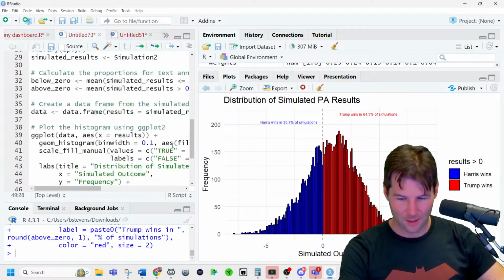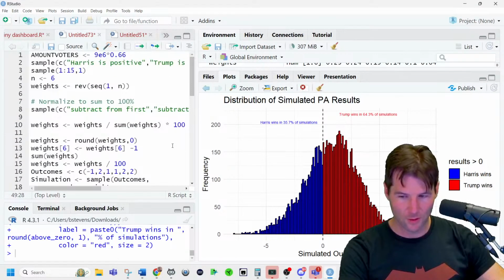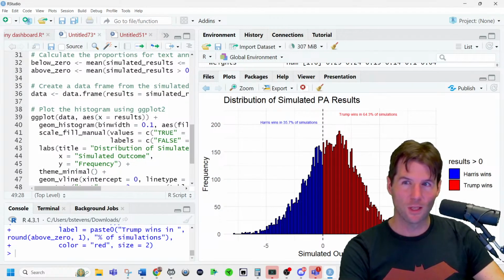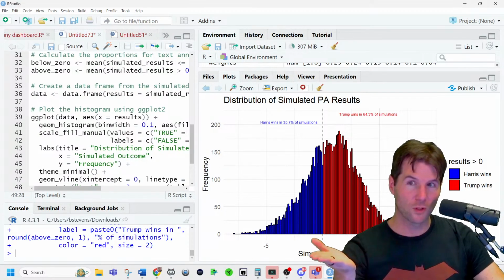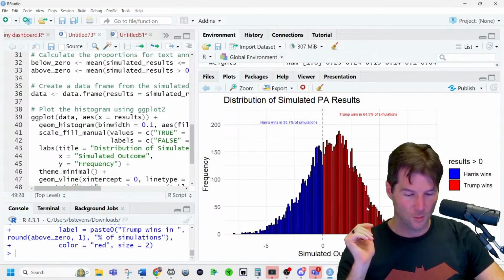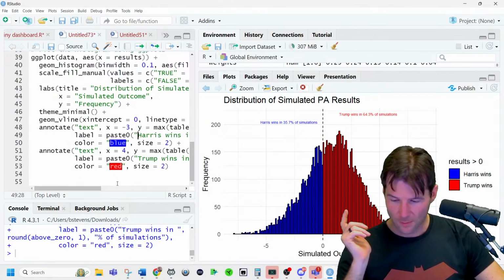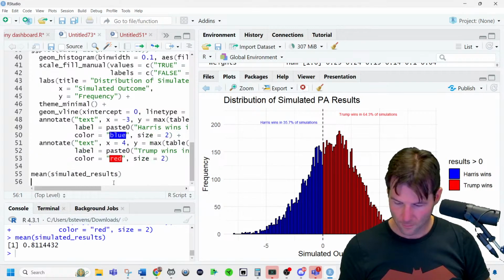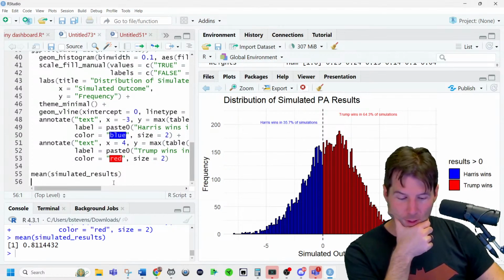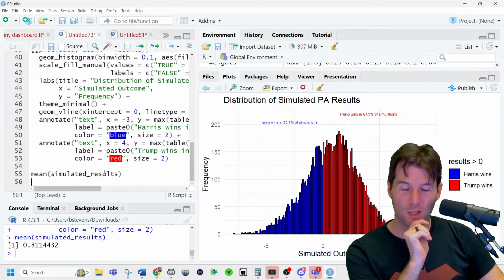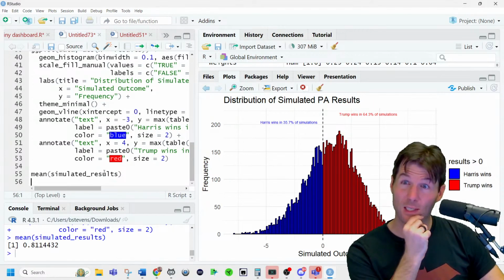If you can tell, what we try to do here is make it usable so that you could create your own 538 website, teaching things like simulation and probability distributions. It is basically a normal distribution, and it's not centered at 0. I should find out the mean of the distribution. Mean of simulated. There you go: 0.8. So that is the predicted difference in PA. We'll see if I'm right tonight.